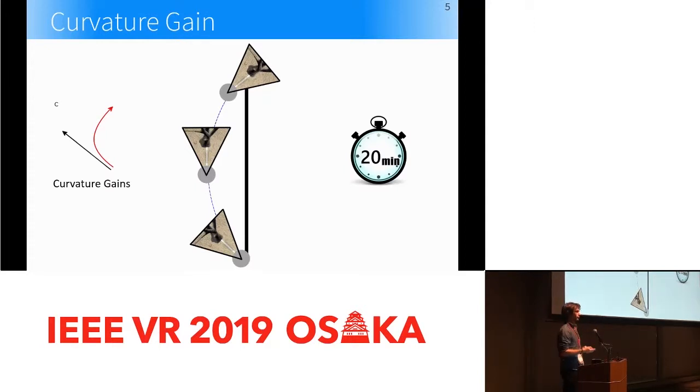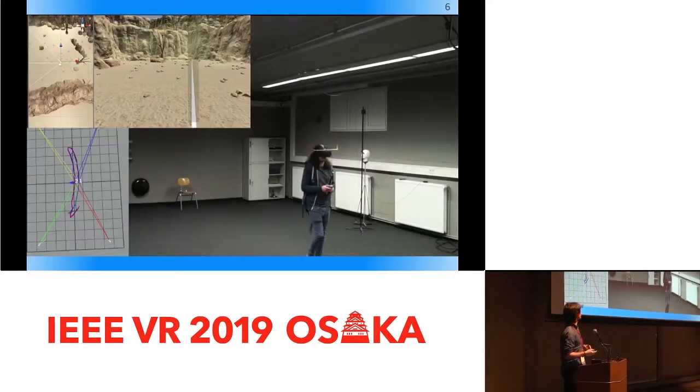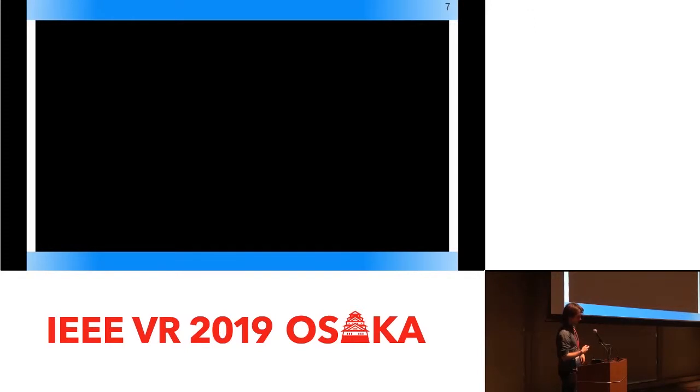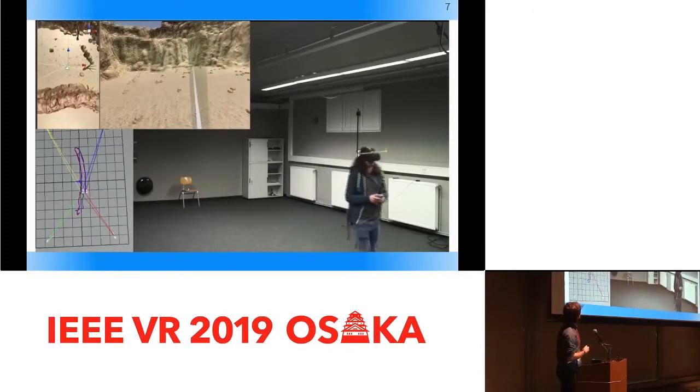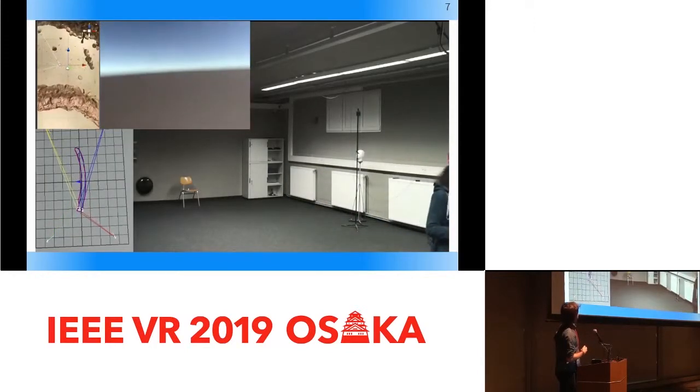To give you a better impression, I brought a short video clip. First, let me explain how it works, because a lot of things are happening at the same time. We have the real view over here, this is the top view of the real motion, and here we have the virtual view and the virtual top view. Let's have a look at the video clip. This is basically what we did.